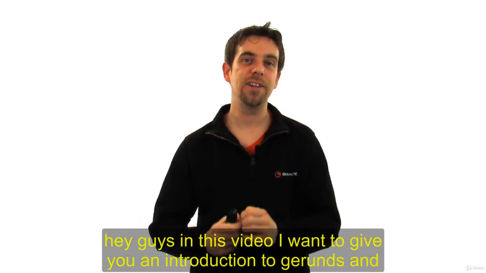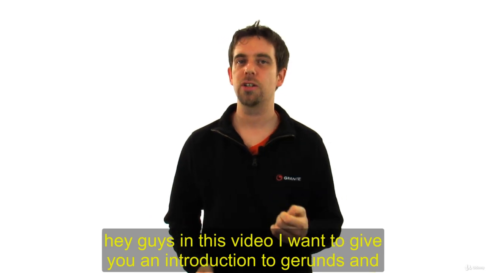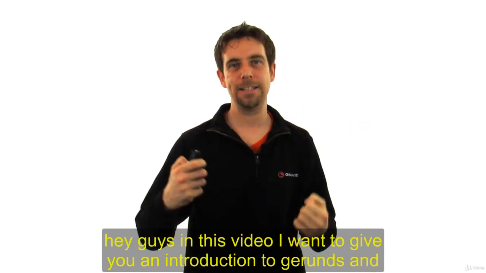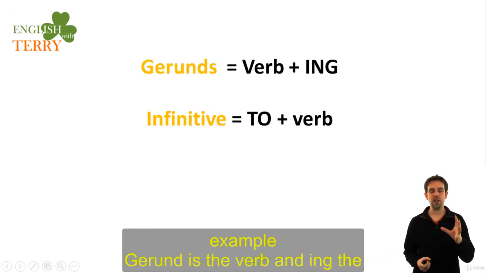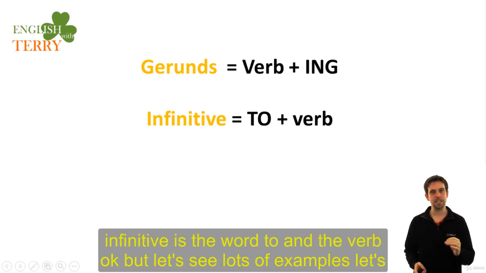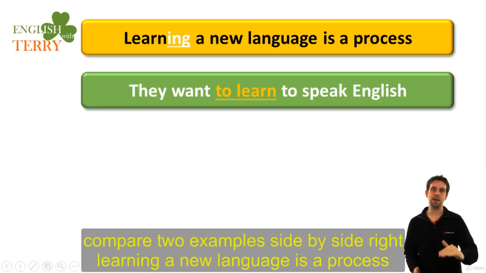Hey guys, in this video I want to give you an introduction to gerunds and infinitives. So gerunds and infinitives. If this is not clear, let's see an example. Gerunds is the verb and ing. The infinitive is the word to and the verb, okay? But let's see lots of examples. Let's compare two examples side by side, right?